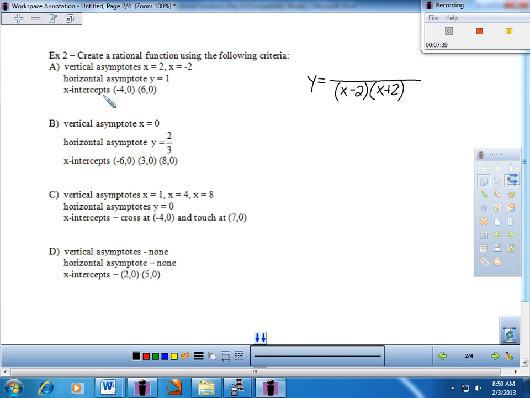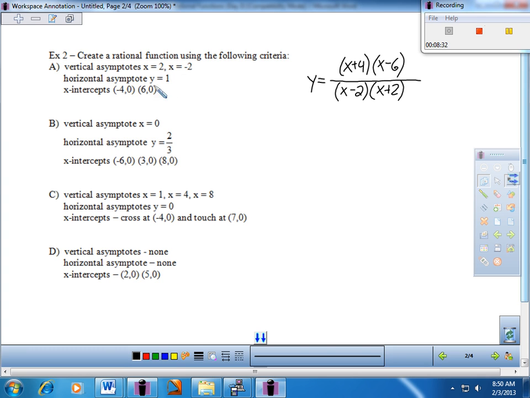Well, x-intercepts come from the numerator. And they would be the zeros of the numerator, and they come from factors. So -4 comes from a factor of x plus 4. This would produce -4 on the top, or I'm sorry, -4 would produce 0 on top, and that would make the y value 0, hence an x-intercept. And also, how about x minus 6 to produce the x-intercept of positive 6. And that's looking good.